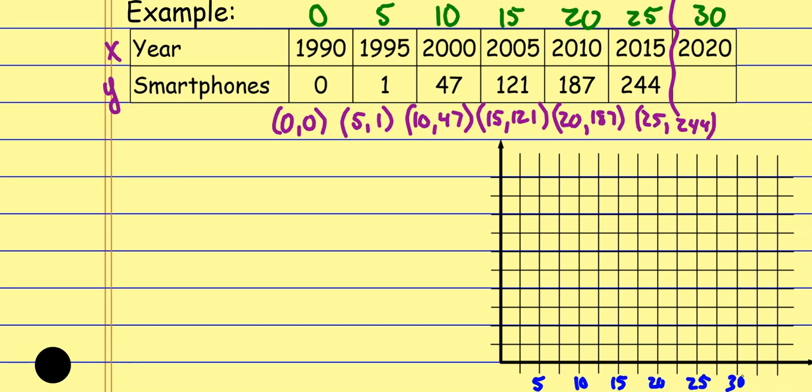The y values might be a little trickier. They go from 0 to 244. A nice trick with this is to count how many spots you have: 1, 2, 3, 4, 5, 6, 7, 8, 9, 10. Then I take something like 244 and divide it by 10, which gives me about 24.4. I don't want to use that as a scale. Always just round up to something that's easy to use, like 25. Or you could round up to 30, which would be okay.